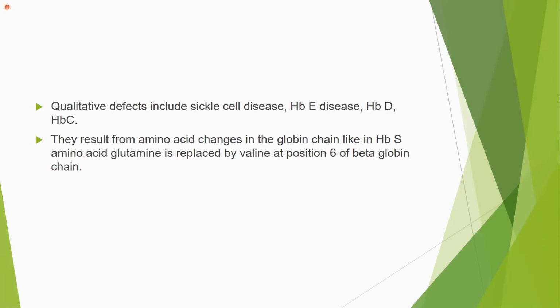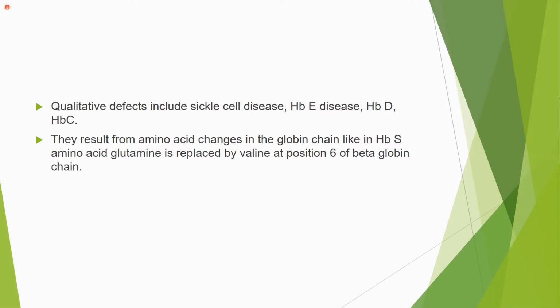While qualitative defects include sickle cell disease, hemoglobin E disease, and hemoglobin D disease, in which the globin chain quantity is normal, but there is a defect within the chain, and one of the amino acids is changed. Like in sickle cell disease, the result of amino acid changes in the globin chain, as in hemoglobin S, the amino acid glutamic acid is replaced by valine at position 6 of the beta globin chain. So this is the qualitative defect.